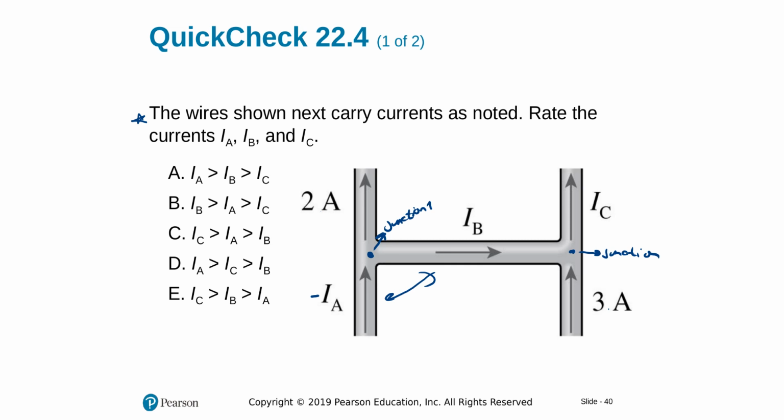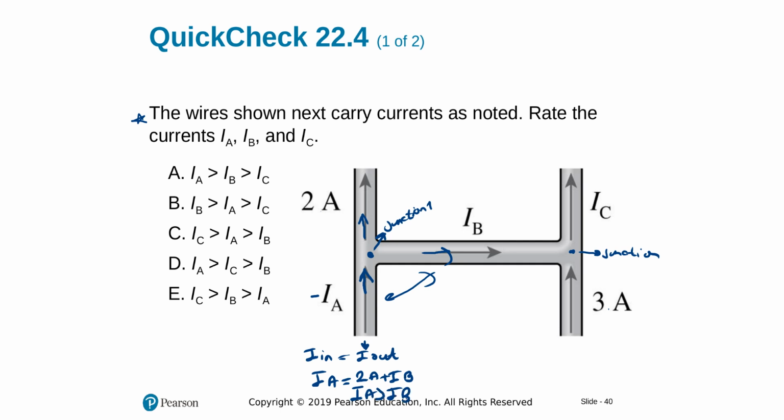In junction 1, when I apply I in is equal to I out, I have only one incoming current, that's IA, so I write that down, and I have 2 outgoing currents, that's 2 ampere and IB. So IA is equal to 2 ampere plus IB. Now that clearly tells me IA, the current A, is equal to IB, the current B, plus 2, so A is larger than B definitely.